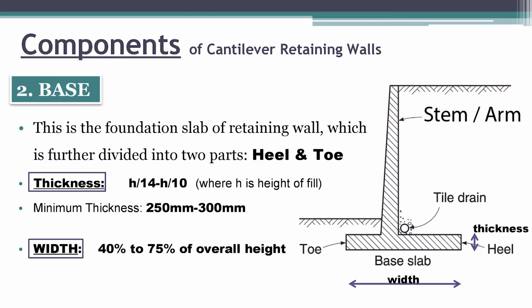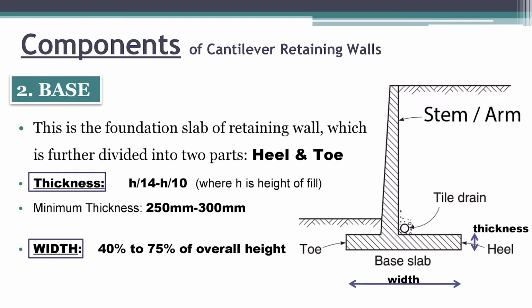Our second component is the base or base slab. This is the foundation slab of a retaining wall, which is further divided into two parts. These two parts are heel and toe. The thickness of the base is kept H/14 to H/10, where H is the total height from the top of the stem to the bottom of the base slab, and the width of the base slab is kept nearly 40 to 75% of overall height.